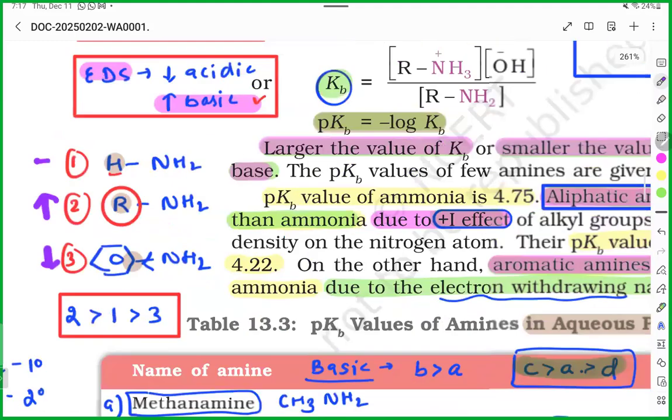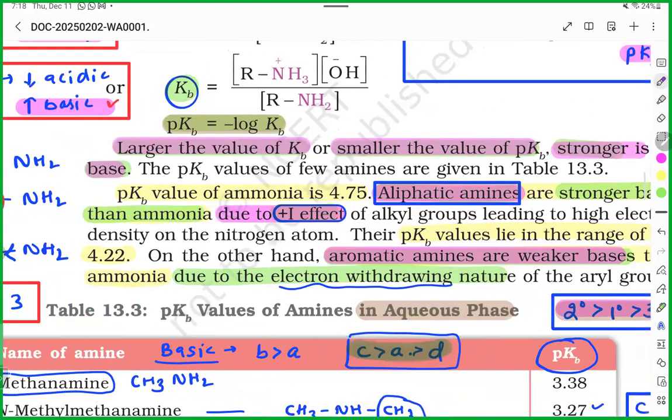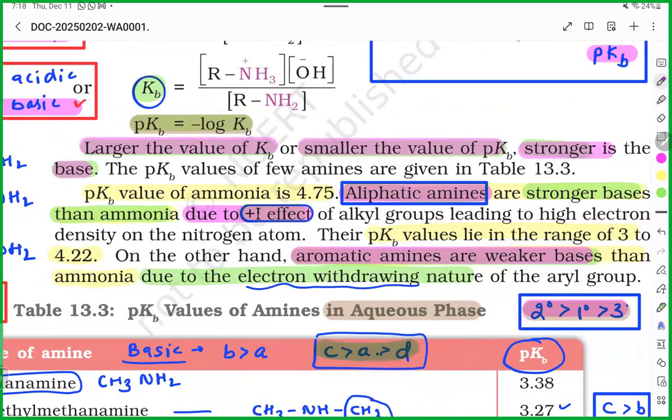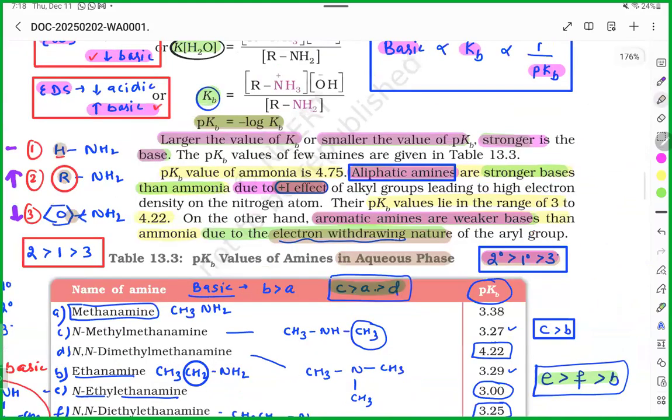Okay. So why? Because aliphatic amines are stronger bases because of the plus I effect. Aromatic amines are less basic. Why? Electron withdrawing nature. Understood? See this. Just compare.